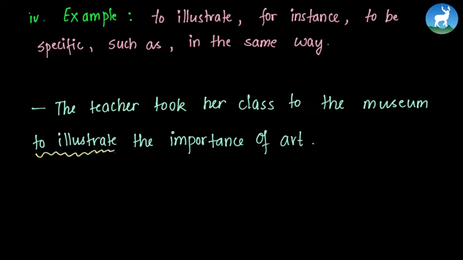Now again, here are two sentences. The first one is that the teacher took her class to the museum. And why? To show her students the importance of art. So these two sentences can be made one by using the example connective, and in this case we used to illustrate.